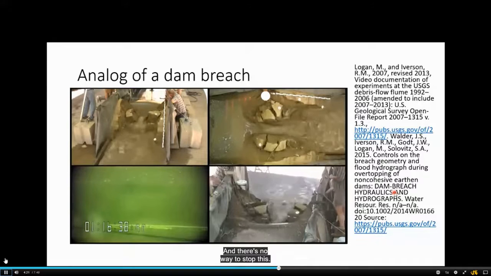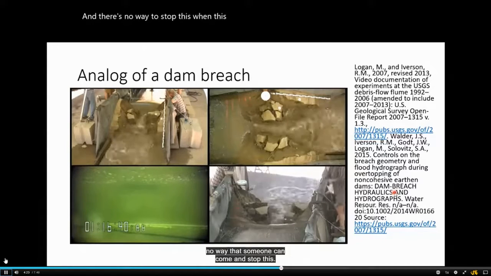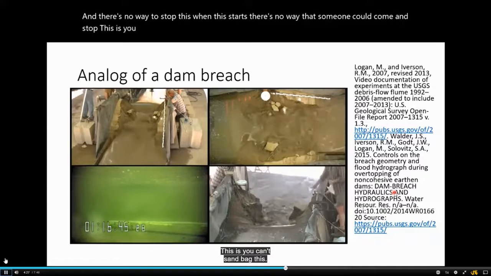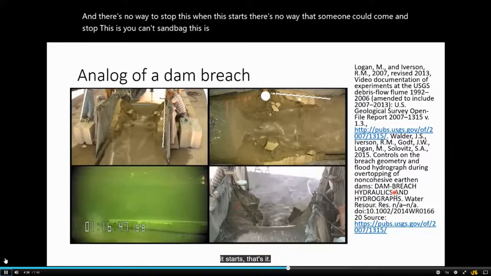And there's no way to stop this. When this starts, there's no way that someone could come and stop this. You can't sandbag this. This is something that once it starts, that's it.